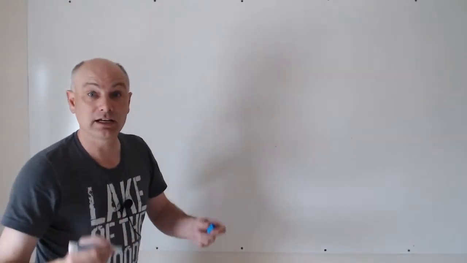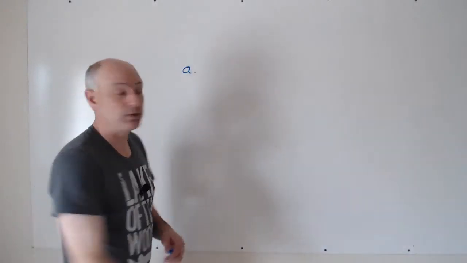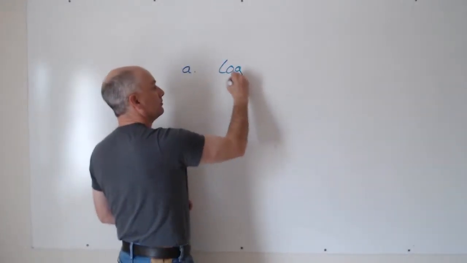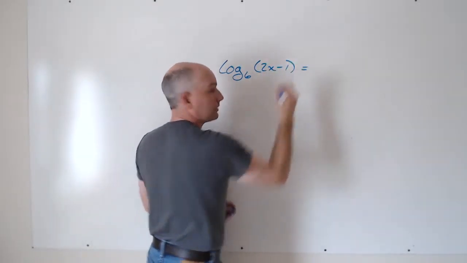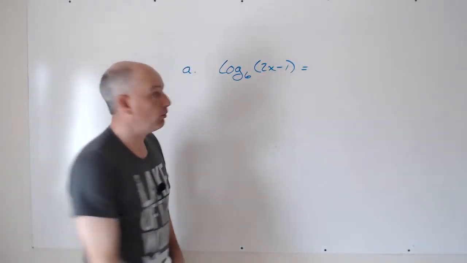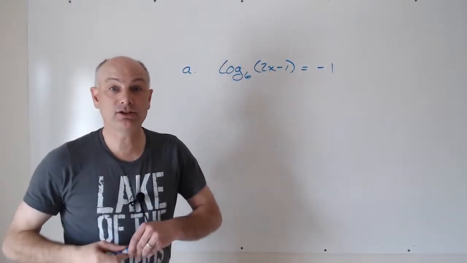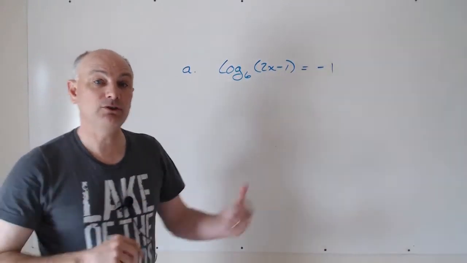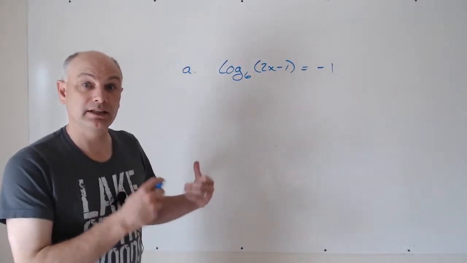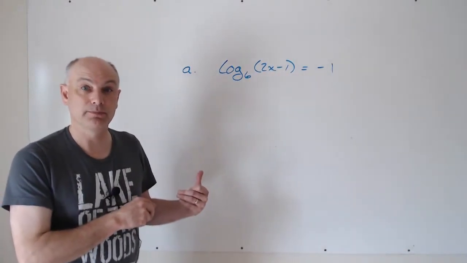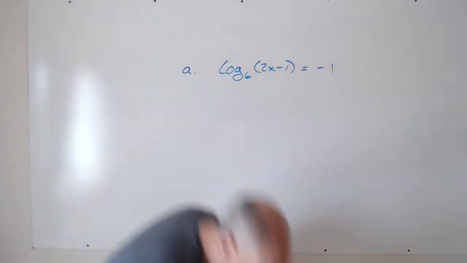So take a look at example 1, part A. In this case, we've got log base 6 of 2x minus 1 is equal to negative 1. Okay, I want you to pause the video and see if you can get through this problem utilizing what you just saw on the last two quick examples. When you're done, come back, see how you did.